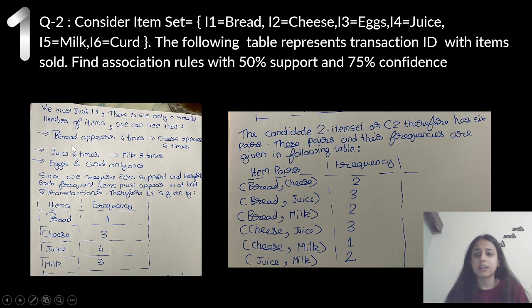There exists only a small number of items. We can see that bread appears 4 times, cheese appears 3 times, juice 4 times, and milk 3 times, eggs and curd only once. Since we require 50% support, each frequent item must appear in at least 3 transactions. L1 is given by items bread frequency 4, cheese 3, juice 4, milk 3. The candidate 2-itemsets therefore have 6 pairs. These pairs and their frequencies are given in the following table.